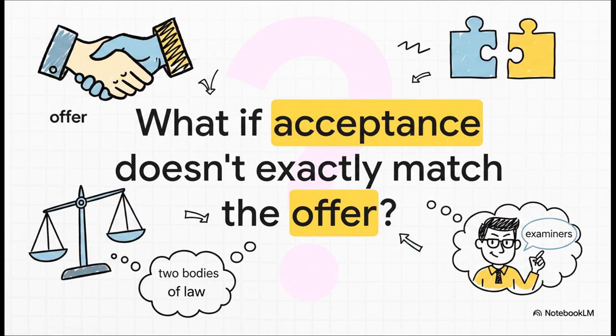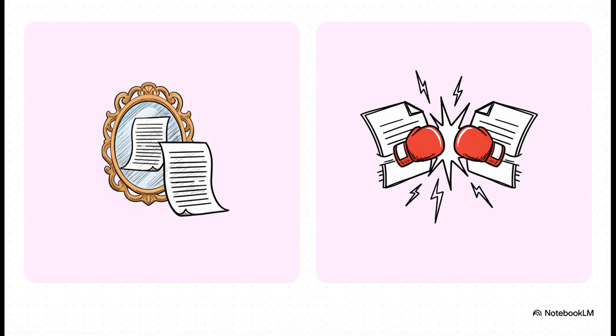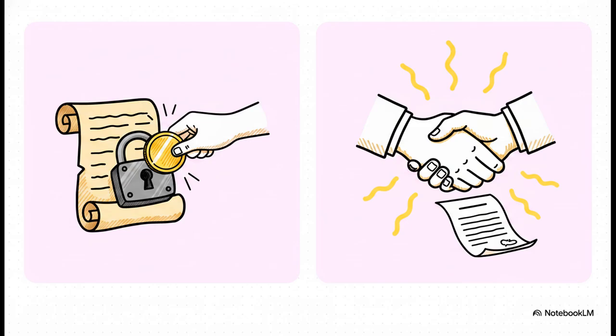But here is where it gets really interesting. What happens if the acceptance doesn't exactly match the offer? This is where the examiners absolutely love to trick us by exploiting the differences between our 2 bodies of law. Under common law, you apply the mirror image rule. Any change to the terms, no matter how tiny, is a total rejection and a counteroffer. But under the UCC, an acceptance with different terms can actually still form a contract. That's UCC 2-207, the battle of the forms, which often triggers the knockout rule between merchants, where conflicting terms just drop out entirely.